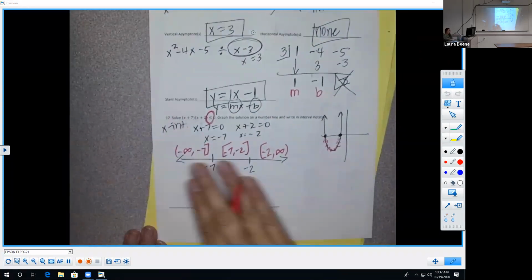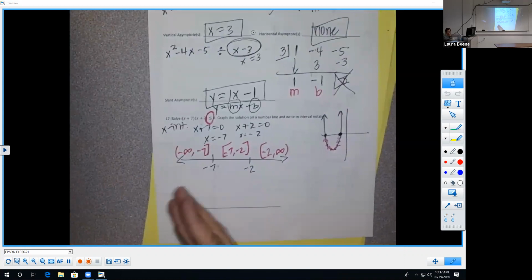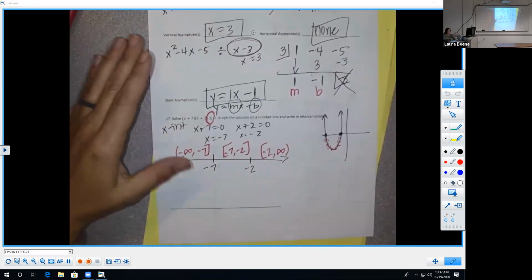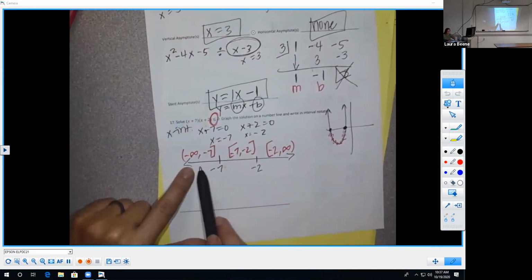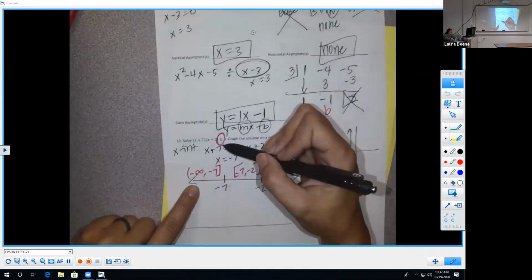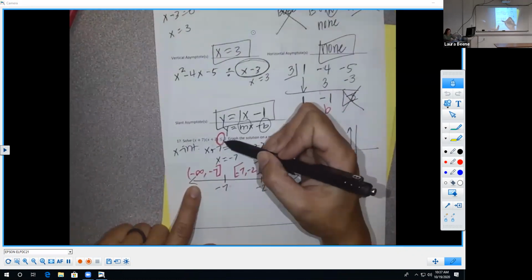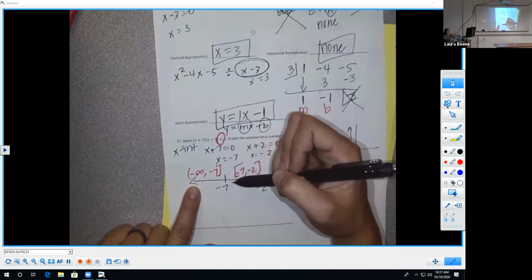Okay, so some of these are my answer. It could be one of them, it could be 2 of them, it could be all 3 of them. It just depends on the problem. The way we figure out which one of them is the answer is I'm going to pick a test point in that interval and plug it in essentially to my equation and see, is it less than or equal to 0?